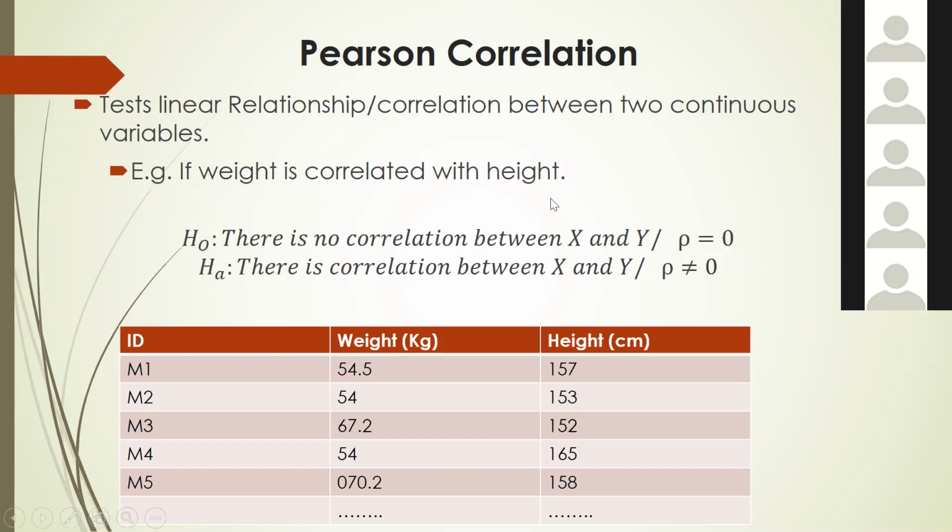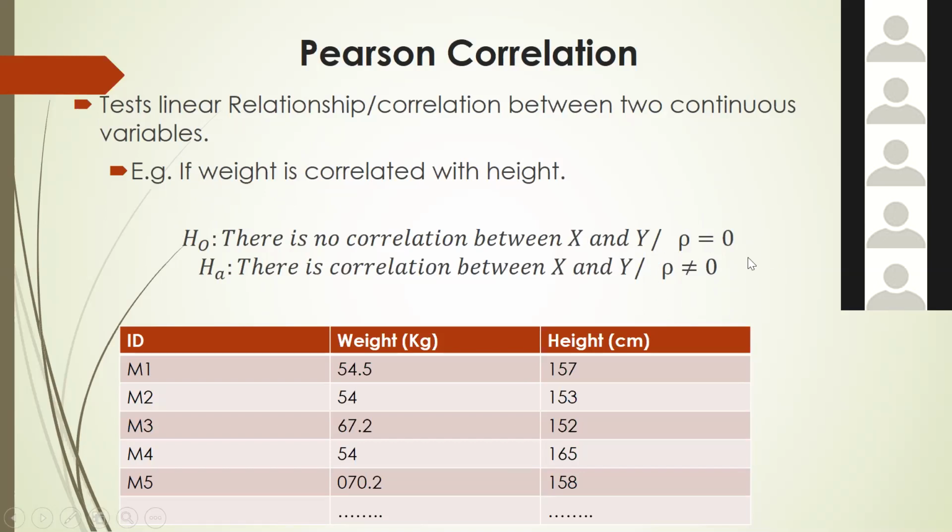The null hypothesis, just like chi-square, is that there is no correlation between x and y. The alternative hypothesis is that there is a correlation between x and y, where x is weight and y is height. And you'll find that this is how the hypothesis may be defined, that rho is equal to 0, it means there is no correlation. Or rho is not equal to 0, it means there is a correlation.